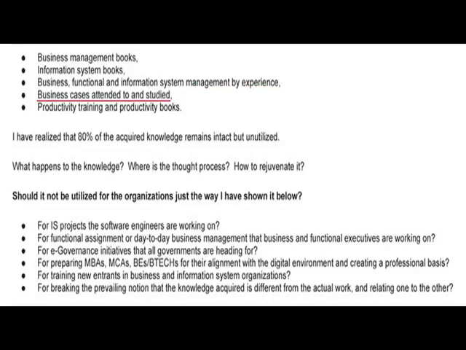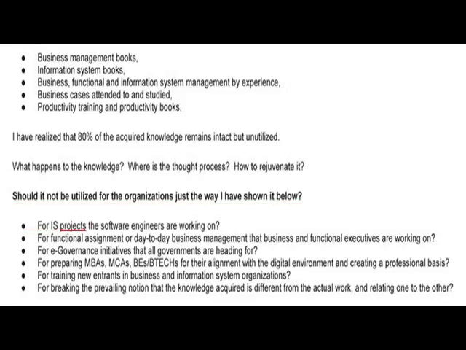By experience, business cases attended to and studied, productivity training programs and productivity books that I have undergone and studied, I have realized that 80% of the acquired knowledge remains intact but unutilized. What happens to this knowledge? Where is the thought process? How to rejuvenate it? Should it not be utilized for organizations just the way I have shown it below?